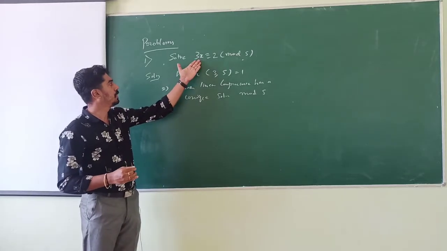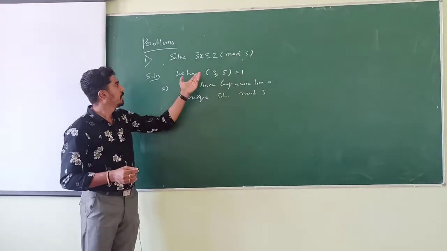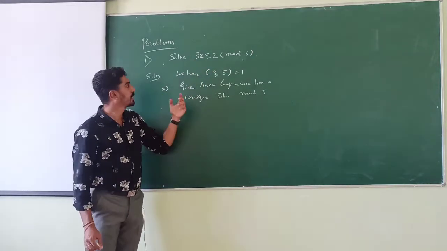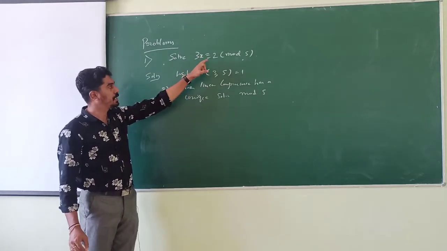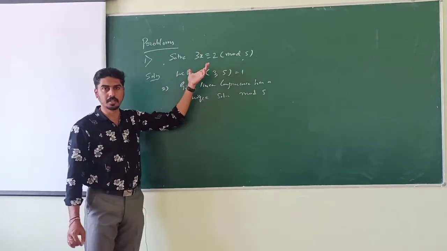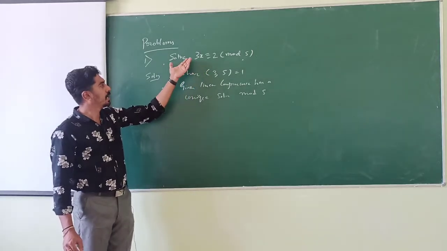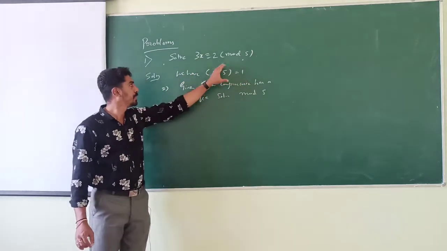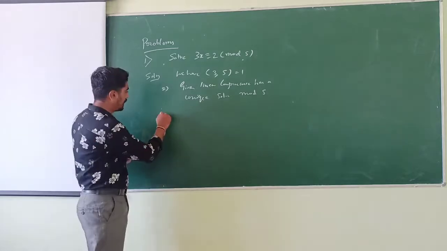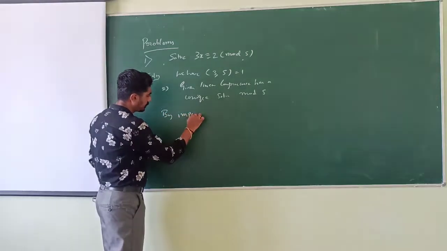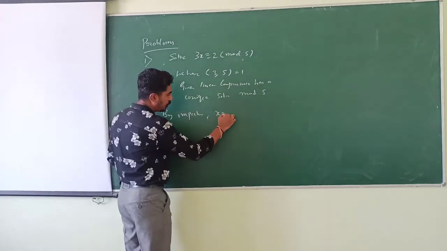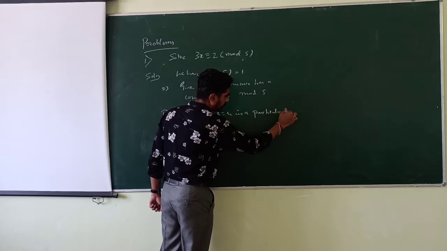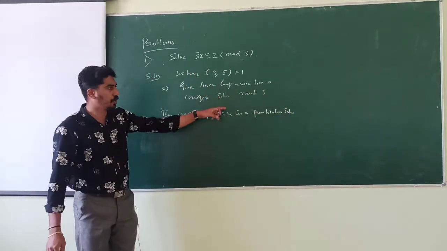If I put x equal to 1, 3 minus 2 is 1, which is not a multiple of 5. When I put x equal to 2, 3 into 2 is 6, 6 minus 2 is 4, which is not a multiple of 5. When I put x equal to 3, 9 minus 2 is 7, which is not a multiple of 5, therefore 3 is not a solution. When I put x equal to 4, I get 3 into 4 is 12, 12 minus 2 is 10, which is a multiple of 5, therefore 4 is a particular solution. By inspection, x equal to 4 is a particular solution, or the unique solution modulo 5.